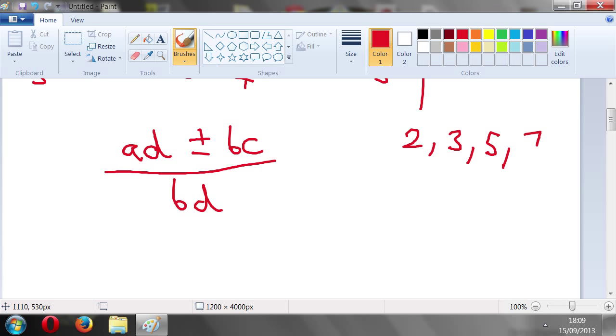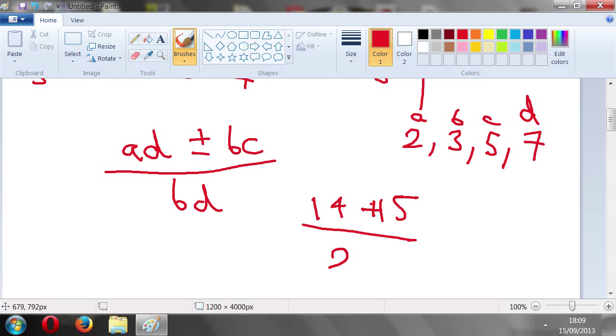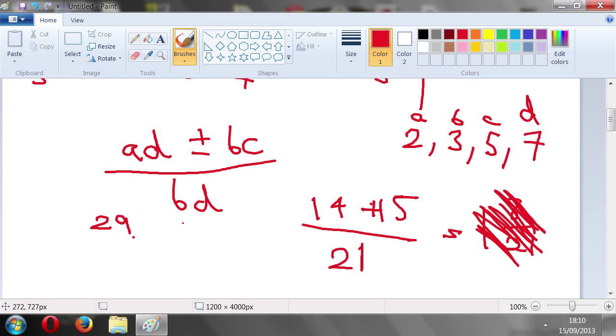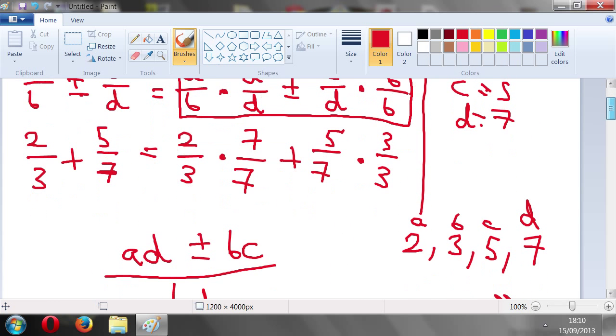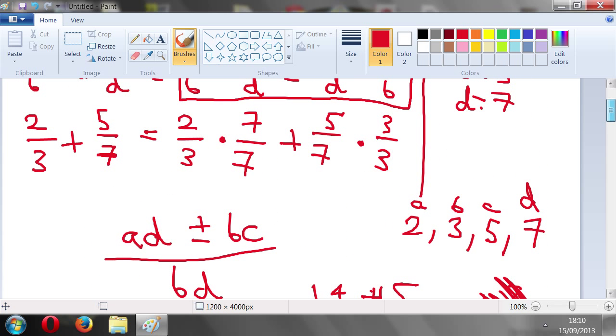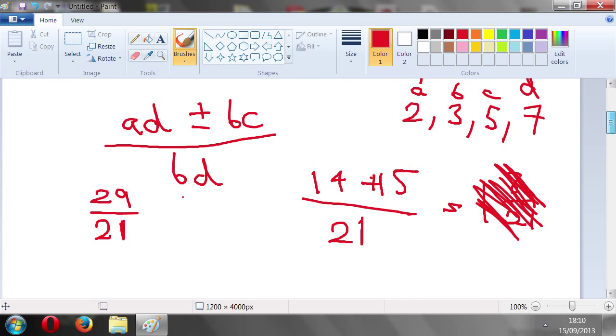So let's remind ourselves of our numbers again. We're dealing with 2, 3, 5 and 7. Let's plug them into this. Again, we're doing plus here. So we're going to have 14 plus 15 over 21. So what do we get then? 29 over 21 is 1 and 8/21. We could put that, well, let's not do that actually. Let's just put 29 over 21. So 2/3 plus 5/7 is 29 over 21, I guess.